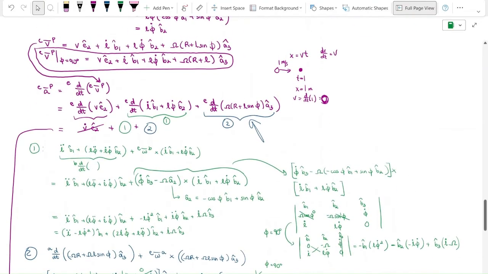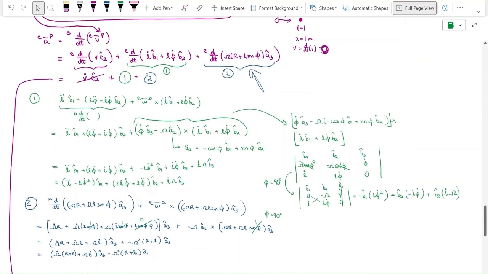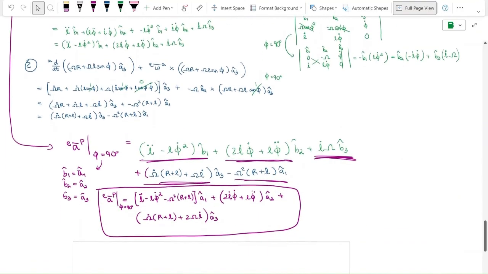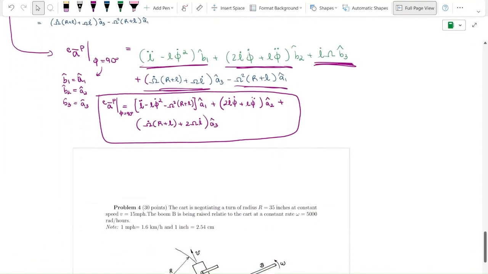And just as a reminder, you should never plug in the values at a point and then take the derivative. You always take the derivative of the general expression first and then plug in the values at that point. And then you just BKE the crap out of it and you get this expression.